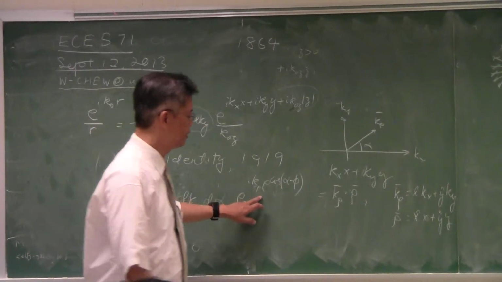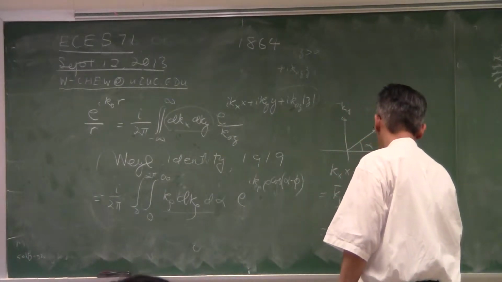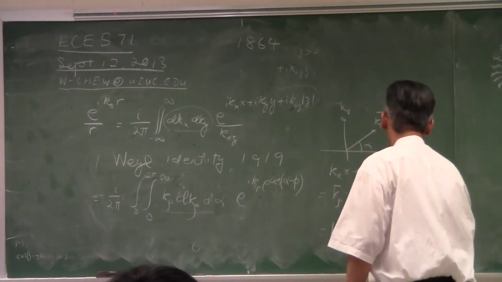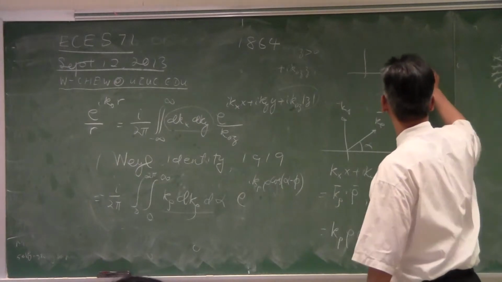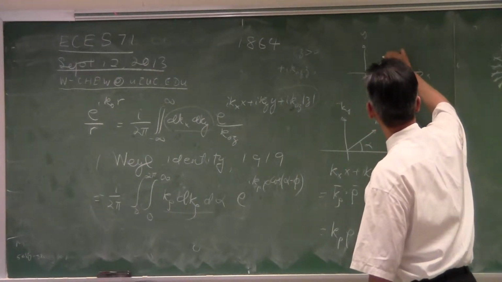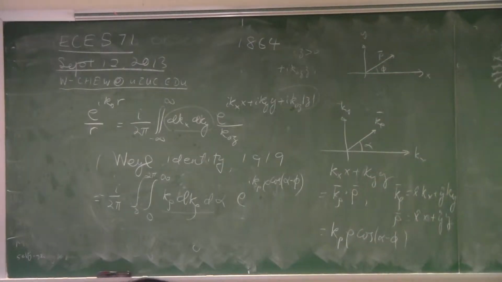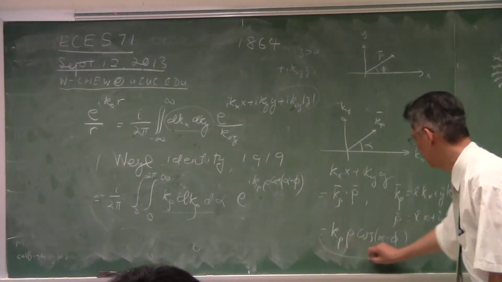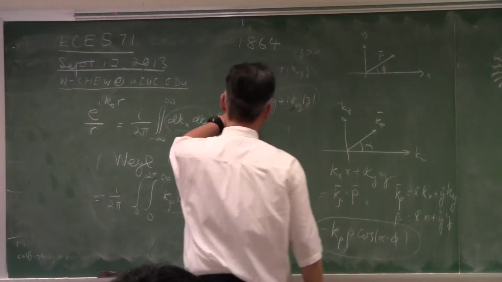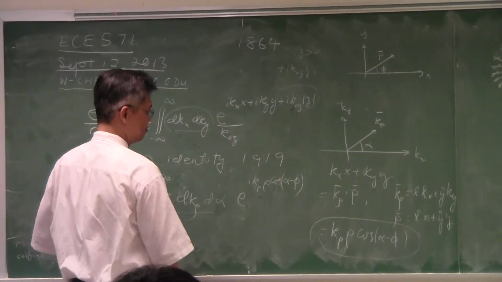This is just a dot product. This thing is just k rho rho cosine of alpha minus phi, where I have an x coordinate here, and then the rho vector will make an angle phi. If you take the dot product between those two vectors, you get this quantity over here. Okay, so this can be written as such. This can remain as it is.